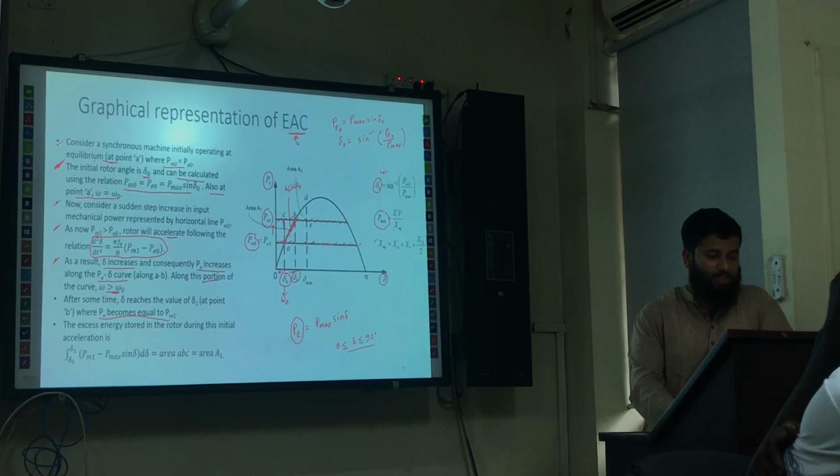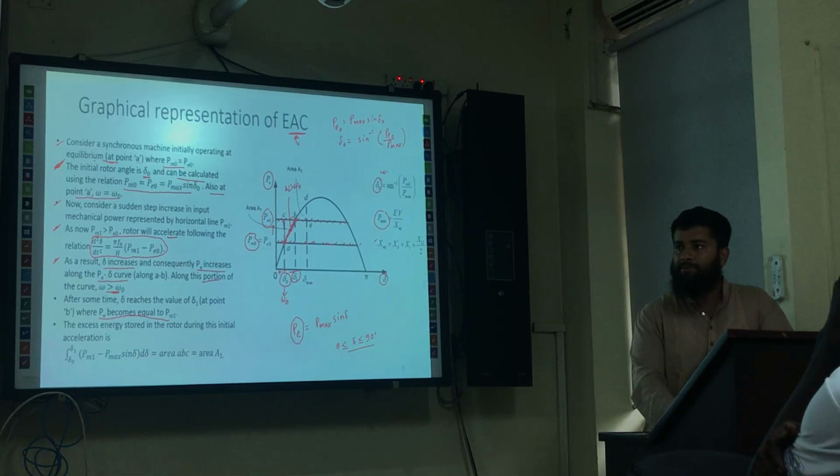So that means from here to here, the P value increases and it tries to catch up to the value of PM1, so that the system can move to the steady state. Okay. Have you got the idea?